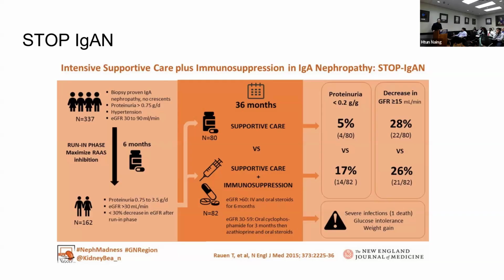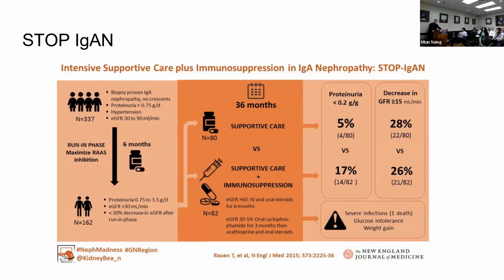For the immunosuppression, they divided it into two groups again. If you have a good eGFR of more than 60, they treat with oral corticosteroid. If you have an eGFR between 30 and 60, they give oral cyclophosphamide for 3 months, then azathioprine and oral corticosteroid.